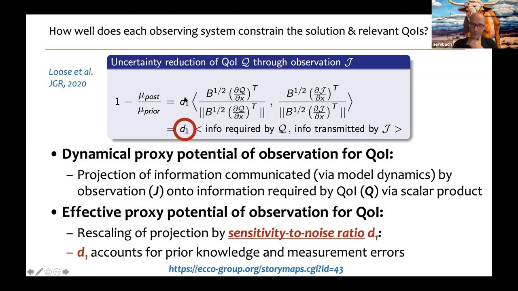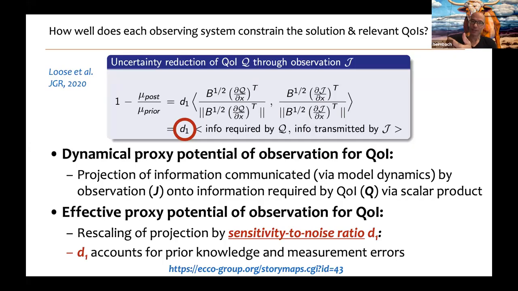Another important small detail here is this factor D in front of that projection operator. And D, if we write this out, which I haven't done here, can be interpreted as what we call the sensitivity to noise ratio. So what enters into this D is the observational error that we provide in the data assimilation scheme and the prior uncertainty. So you can think of if the prior uncertainty is very large, then we can potentially improve the uncertainty quite a lot.